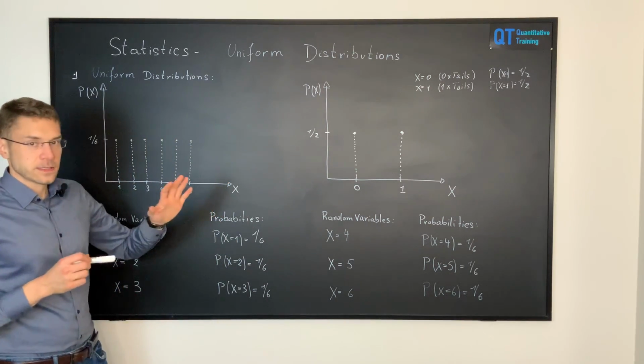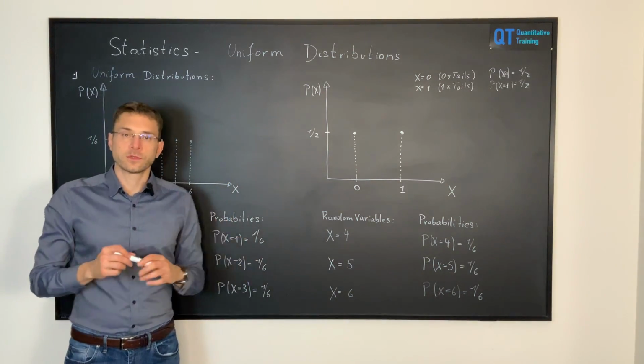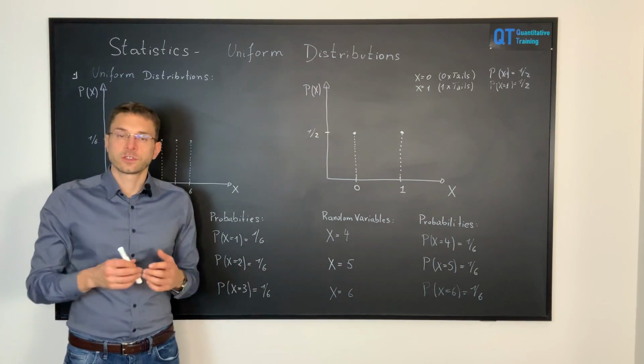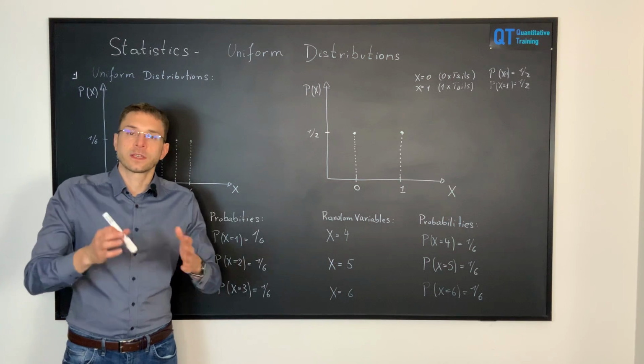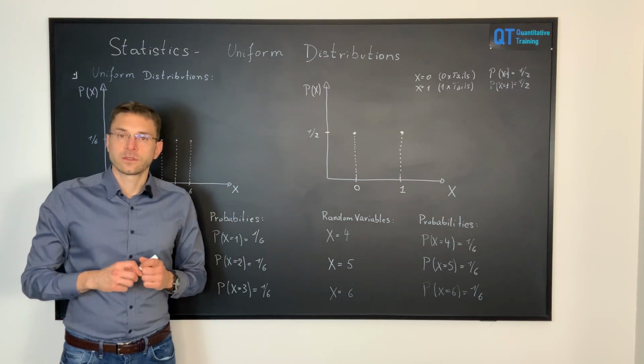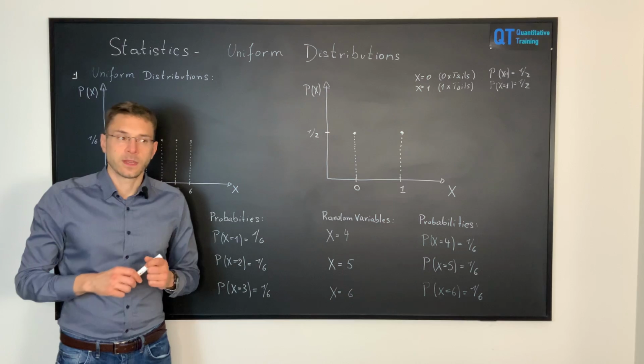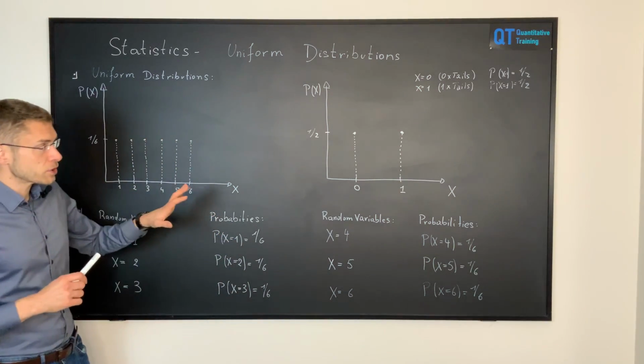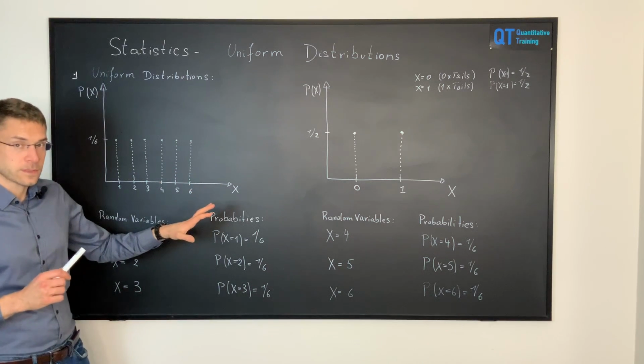So what you see is that for uniform distributions, you have a uniform probability distribution, which means you have the same probability for each of the random variables that can take place in a particular random experiment. So this concludes the discussion on uniform distributions.